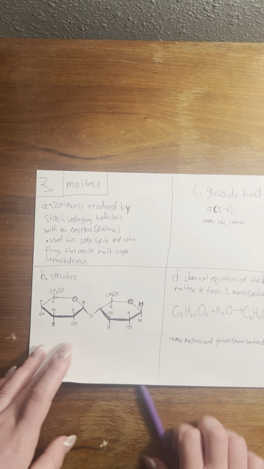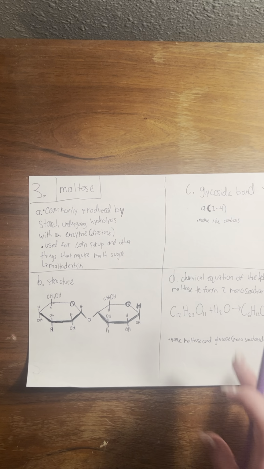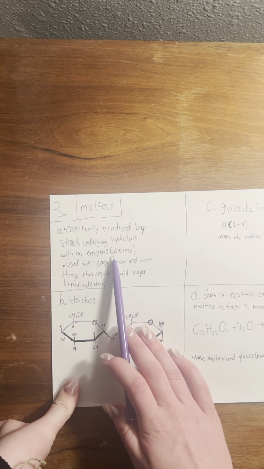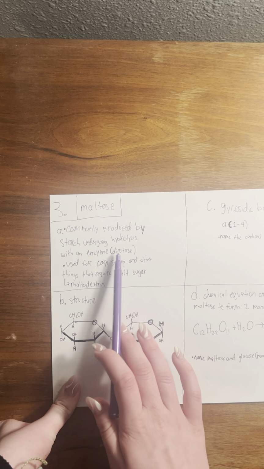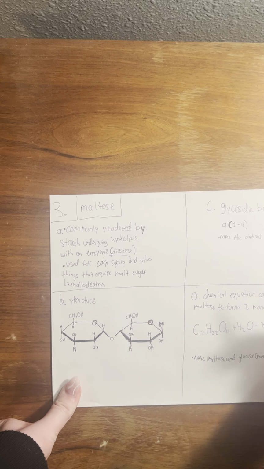Moving on to number 3. Number 3 says, answer the following about the disaccharide maltose. I hope I'm saying disaccharide correctly. First one is, how is maltose commonly produced and what is it used for? It is commonly produced by starch undergoing hydrolysis with an enzyme, which is diastase. I think that's how you say it.